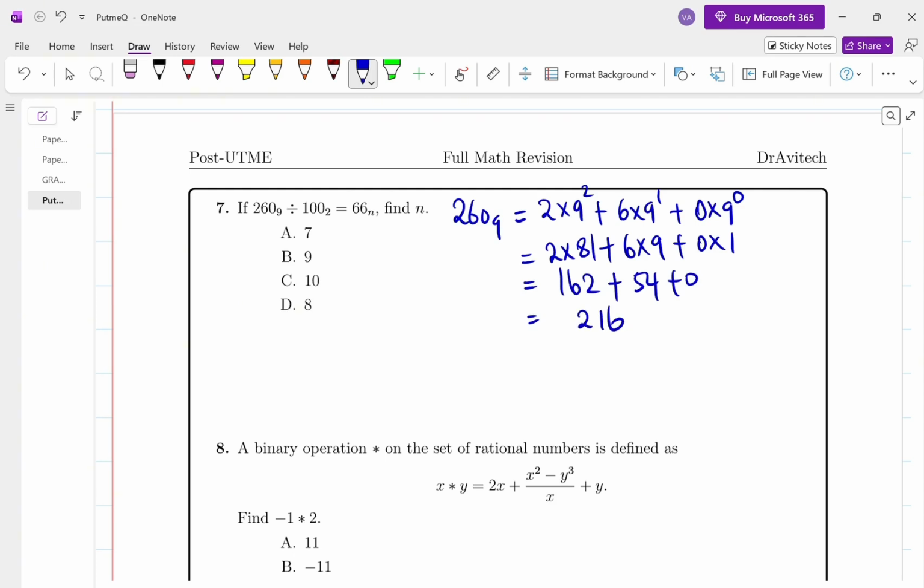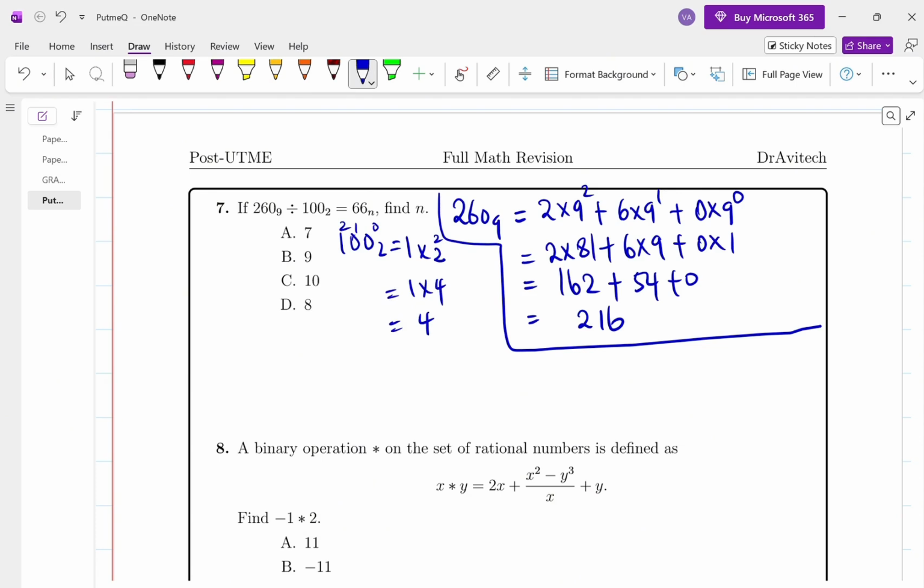So that's what this would be. I need this space to be enough. Now for 100 base 2, that's going to be an easy one. The only significant number here is the 1. So this is equal to 1 times 2 to the power of 2, because we have 0, 1, 2. So this is 1 times 4, which is 4. No need for the other zeros.